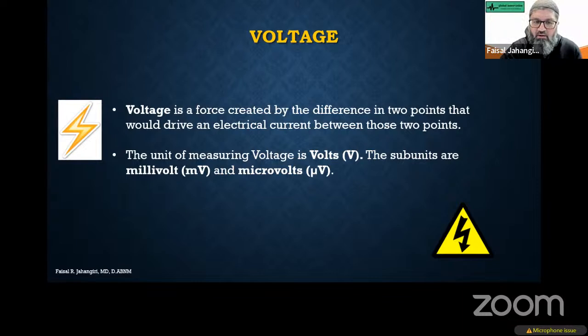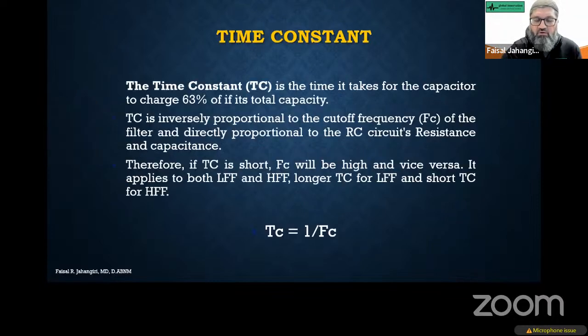Every volt has 1,000 millivolts, and every millivolt has 1,000 microvolts, so 1 volt has 1,000,000 microvolts. The signals produced in the body are in microvolts, so they're very, very small. But when we are stimulating with motor evoked potentials or something, we are stimulating with volts.